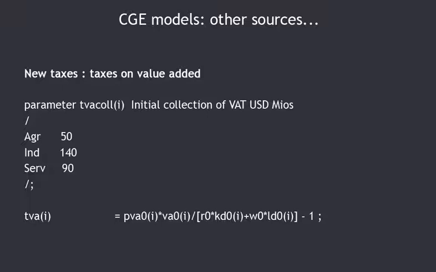I remind you that the amount of customs revenue on imports was already included in these cells. Therefore, during the calibration, the amount of tax on value added collected must be declared. So we declare a parameter, which I call TVA call in sector I, and which is the initial collections of VAT. And then, from this, we can calculate the value-added tax rates by the formula, which is indicated here.